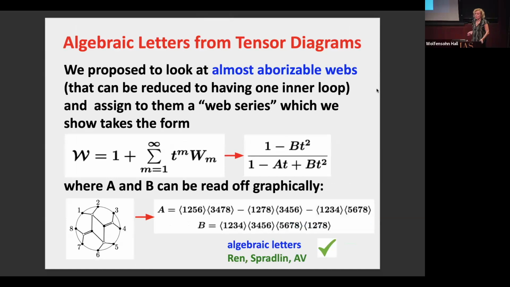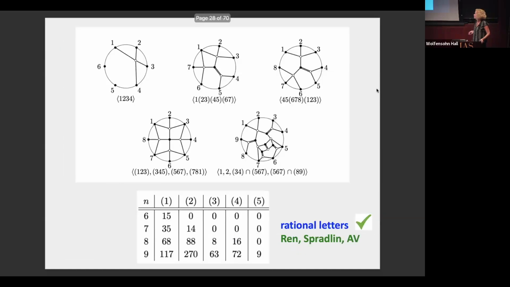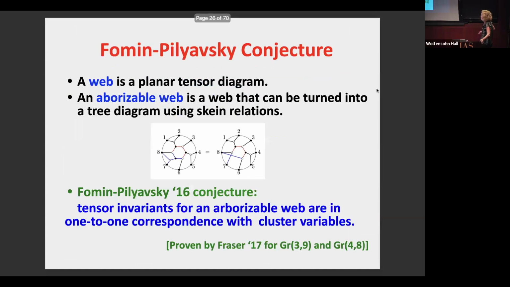All of them, yeah, Lauren, yeah. So there's a 4. So it's proven for... So they're one-to-one. It's proven rigorously for 3, 9, and 4, 8, my understanding.